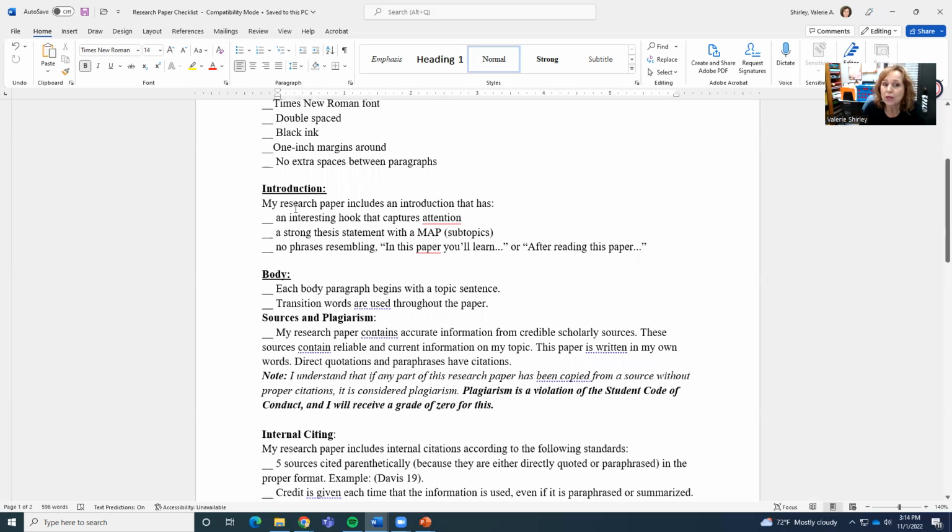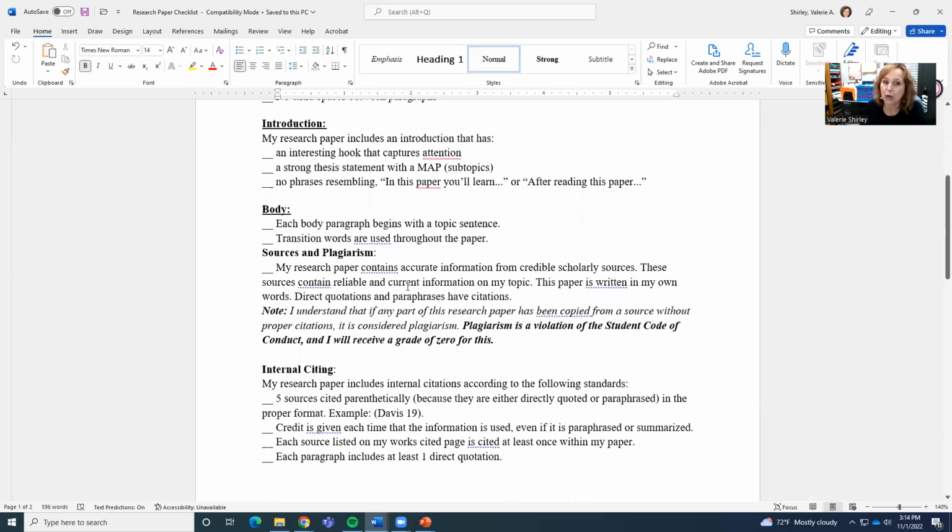Okay, and then we've talked about your introduction already. So there is no one who is saying in this paper, you're going to learn, or after you read my paper, you should be able to. None of that. We write in third person. We don't talk to the reader. So this is a reminder that we're not going to be talking to the reader.